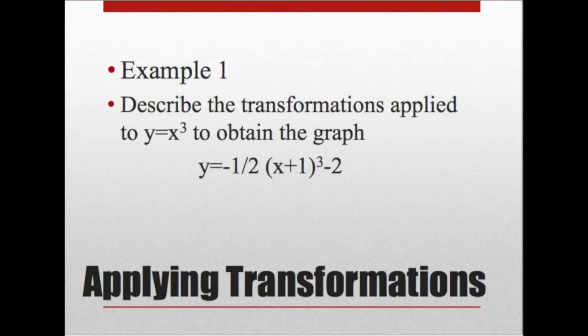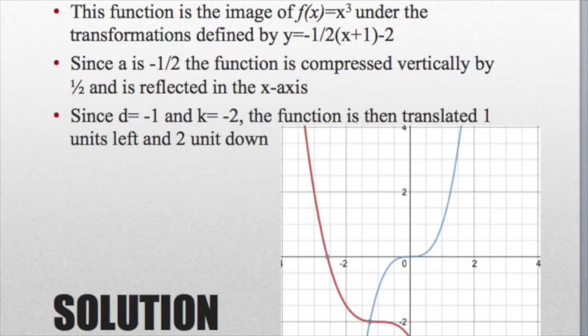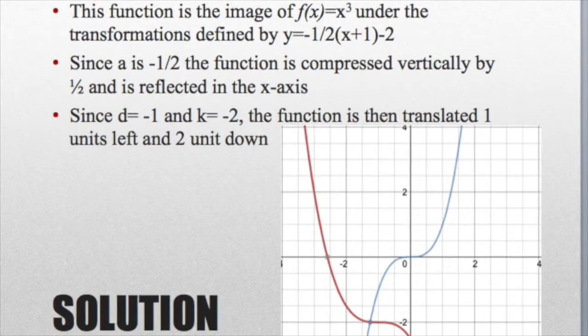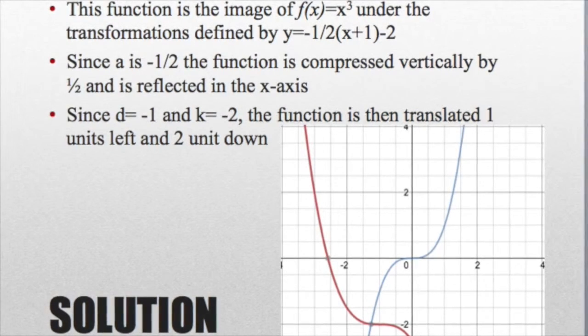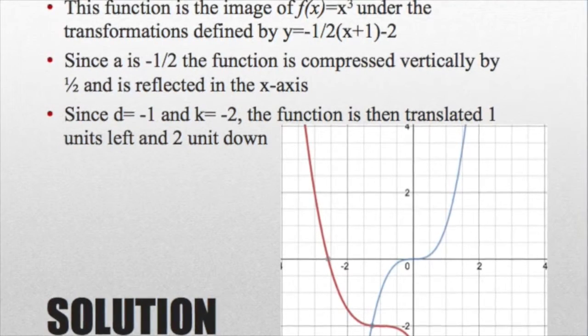In this example, we want to describe the transformations applied to y equals x to the power of 3 to obtain the graph y equals negative 1 over 2 times (x plus 1) to the power of 3 minus 2. This function is the image of f(x) equals x to the power of 3 under the transformations defined by negative 1 over 2, x plus 1, minus 2.